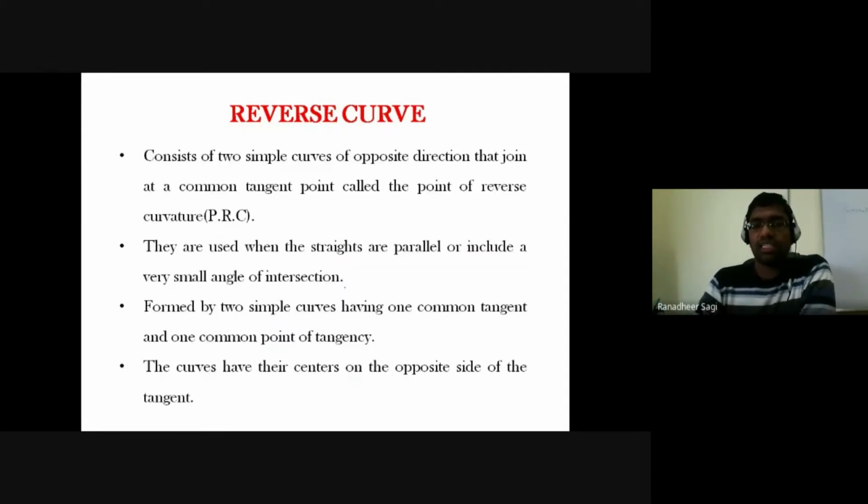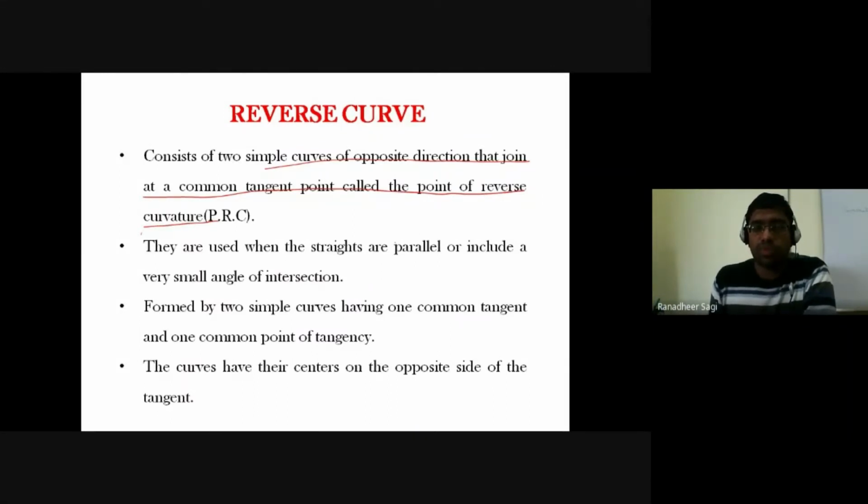So let us quickly understand what this reverse curve means, what the necessity of this reverse curve is, in which conditions we go for it, and in which conditions we avoid it. That is what we'll be understanding about reverse curves in a general form. Basically, a reverse curve consists of two simple curves of opposite direction that join at a common tangent point, which is called the point of reverse curvature, which I have already shown you.